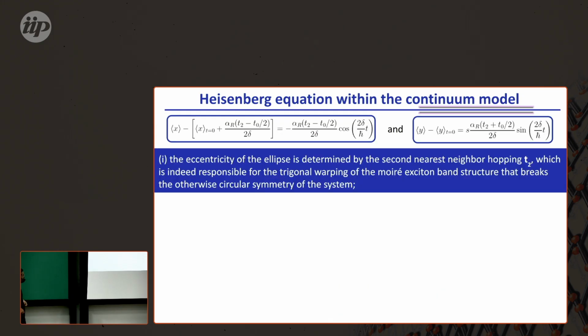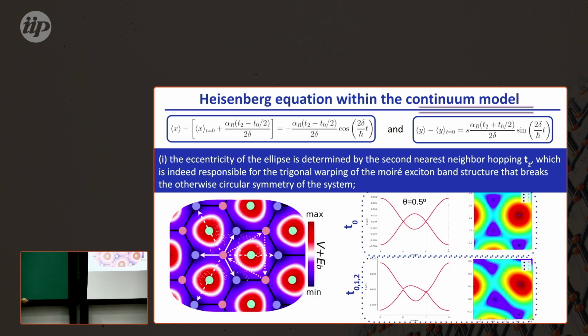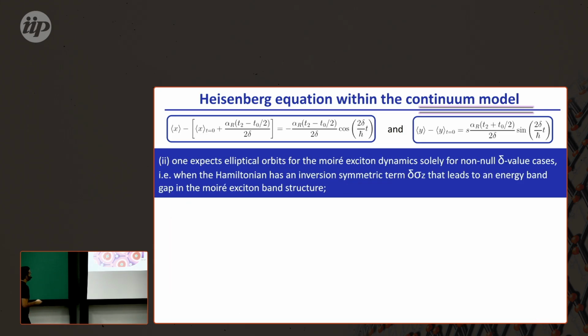So some statement concerning that: you see that even if I take T2 equal to 0, this is third nearest neighbor. I wrote second, I just realized that this is third nearest neighbor. This guy will be equal to this one. It means that it describes some circular trajectory. So it means all the eccentricity comes from the third nearest neighbor. And to confirm that, I plot the band structure, just taking into account T naught and all of the hoppings, and you get some trigonal warping-like effect.